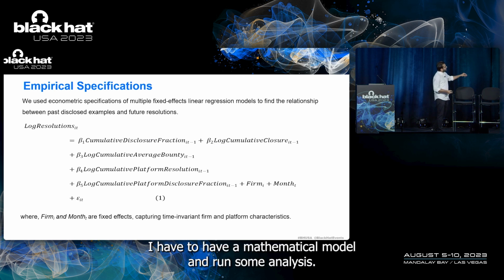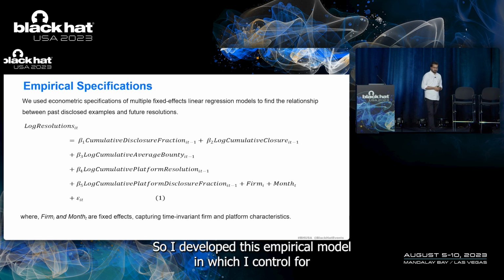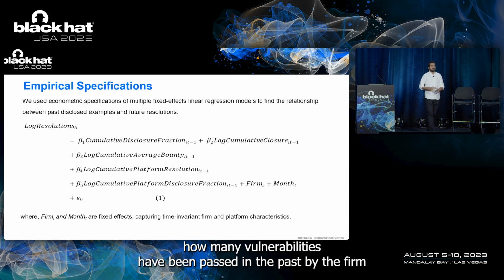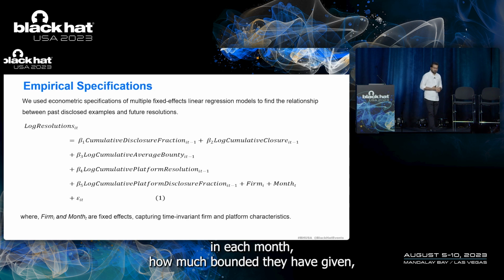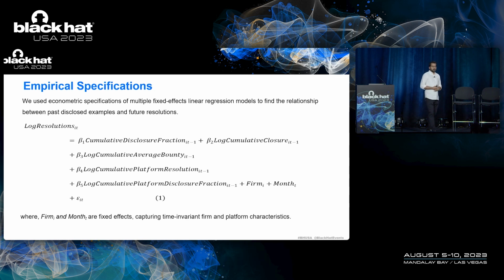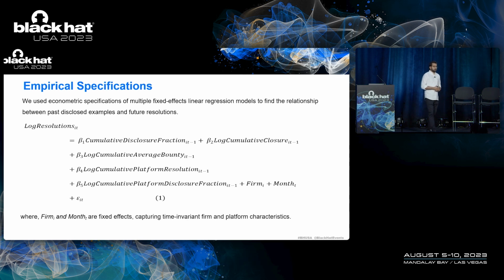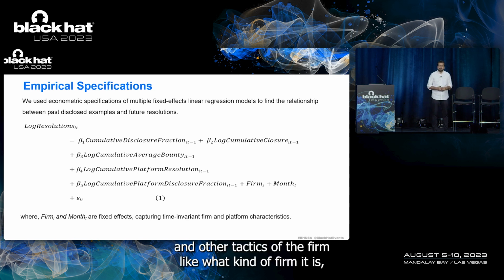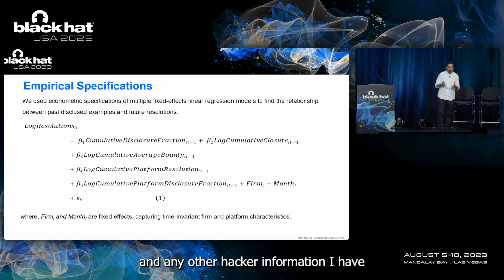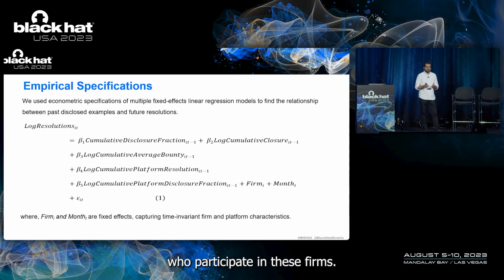To test this, I have to have a mathematical model and run some analysis. So I developed this empirical model in which I control for how many vulnerabilities have been patched in the past by the firm in each month, how much bounty they have given, how many other firms are disclosing at the same time as this firm, how many resolutions are done by other firms, and other characteristics of the firm, like what kind of firm it is, and any other hacker information I have about those who participated in these firms.